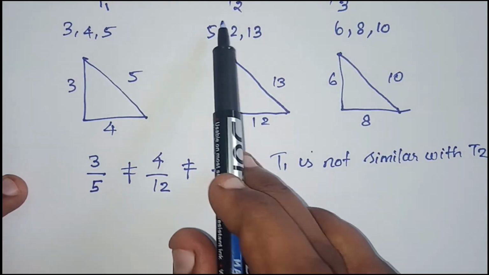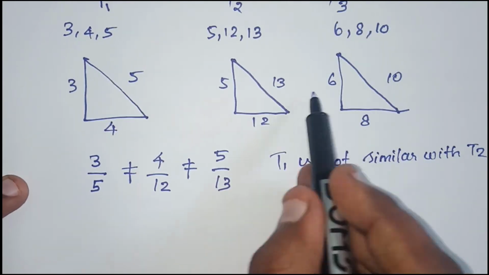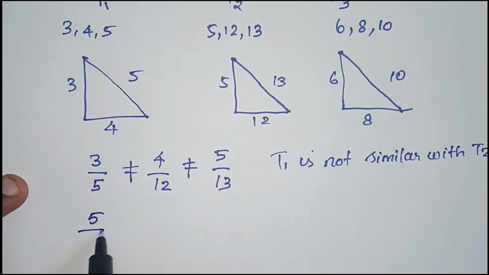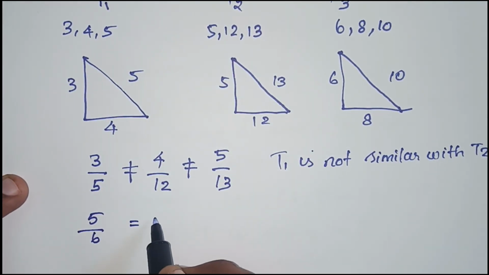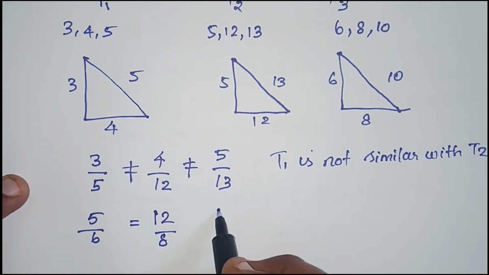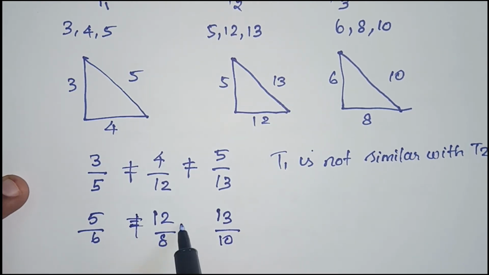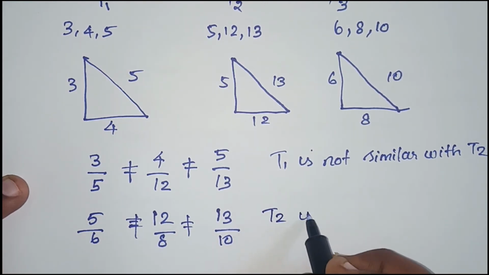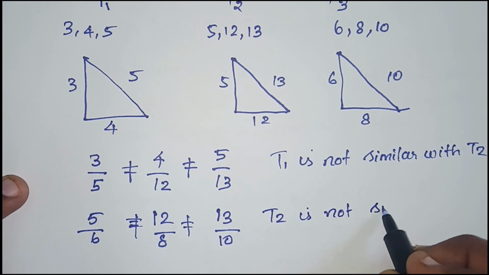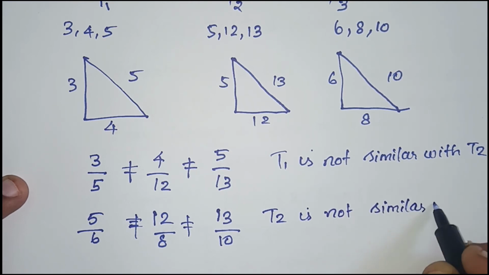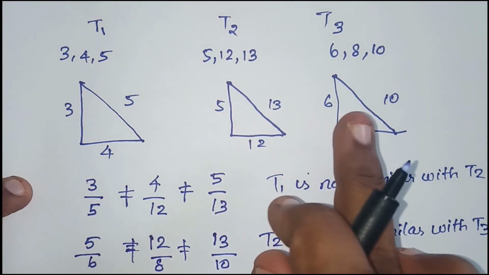Next we need to compare T2 and T3. So I'm taking T2 and T3. The corresponding side ratios are 5 by 6, 12 by 8, 13 by 10. These corresponding side ratios are not equal, not proportional. So T2 is not similar with T3.